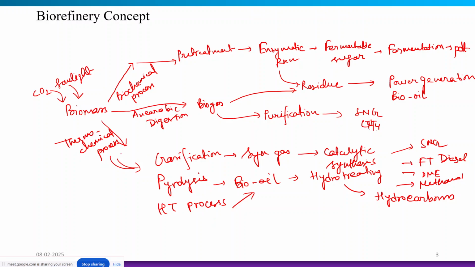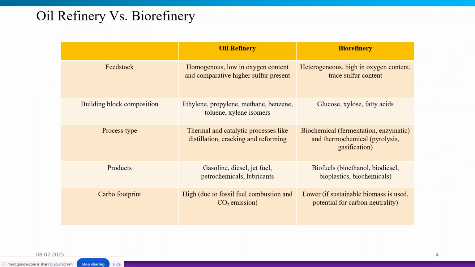So here I briefly discussed the existing conversion processes. What are those we are doing? We are opting for the conversion processes in the biorefinery for processing the biomass to get the energy or various value added chemicals. Next, here we will discuss what is the main difference between oil refinery and biorefinery.